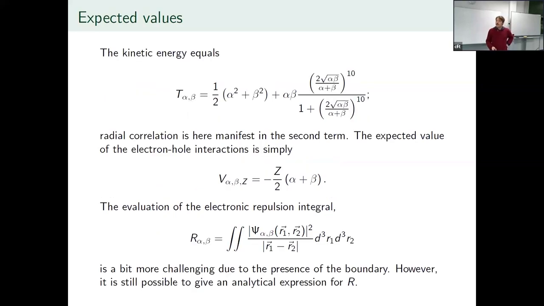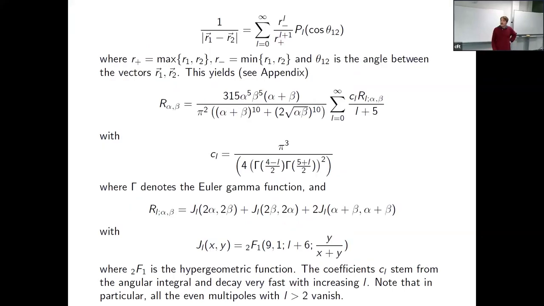Good, and one can compute the expected values quite easily. The kinetic energy is very easy. It looks like what you would have for uncorrelated electrons, plus a certain term which correlates the two. The potential energy is completely uncorrelated, the thing you would have for two independent electrons. What's more tricky, but still can be done, is the electronic repulsion. This is not so easy to evaluate because of the presence of the boundary, but it can be done. It can be presented analytically as a certain series.